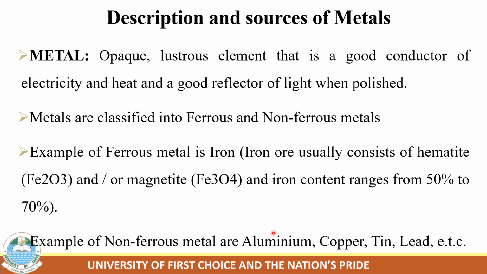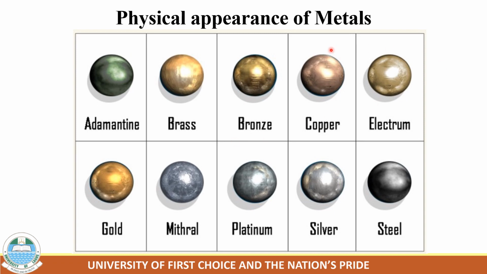But if the aluminum contains iron in its content, it will magnetize. It is no more pure aluminum. This is the physical appearance of metal: adamantine, brass, bronze, copper, electrum, gold, steel, silver, and platinum. So you can distinguish between different metals from each other by their appearances.